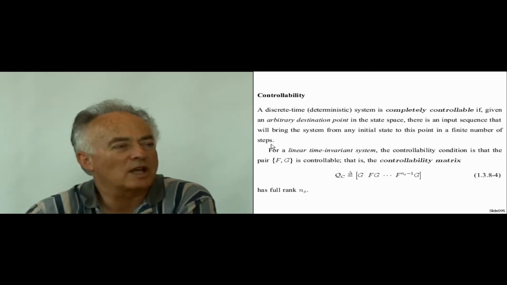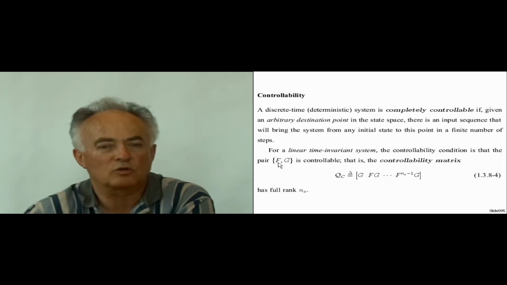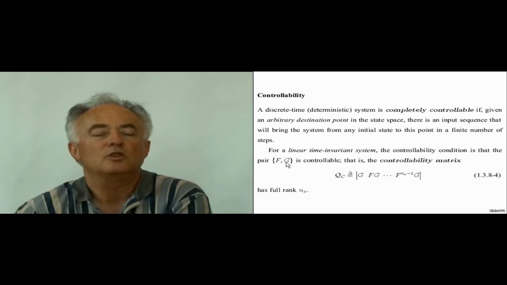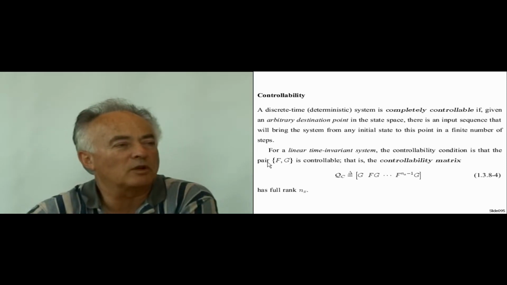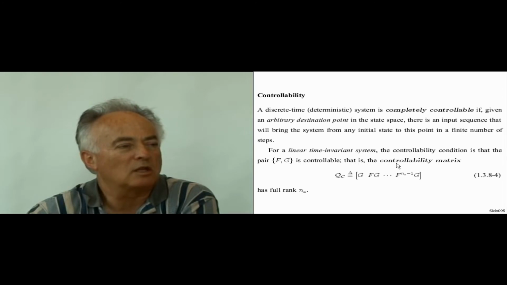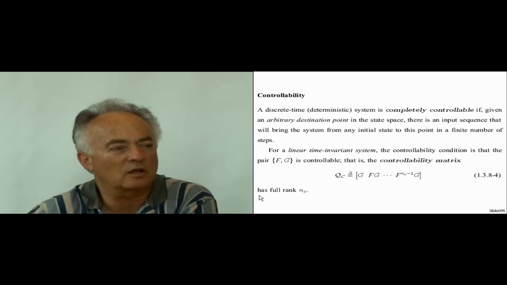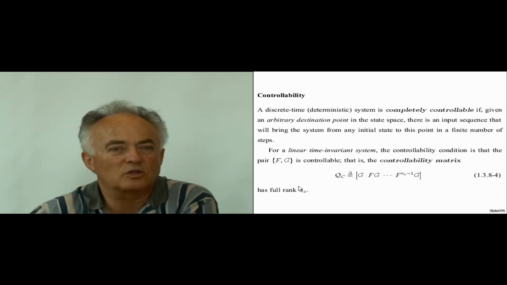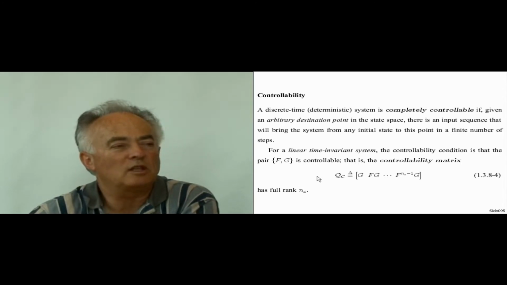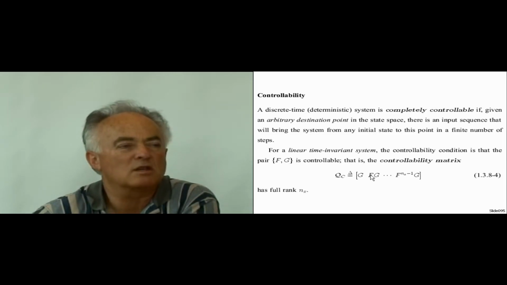If we have a linear time invariant system, the controllability condition is that the pair (F, G), where F is the transition matrix and G is the input gain, is controllable. Namely, the controllability matrix Q_C = [G, FG, ..., F^{nx-1}G] has full rank nx. And if you go back to the continuous time case, you'll find that we have essentially the same expression with the gain here, and instead of the transition matrix in the discrete time, what we have is the continuous time system matrix A. So there was a B here: B, AB, up to A^{nx-1}B.